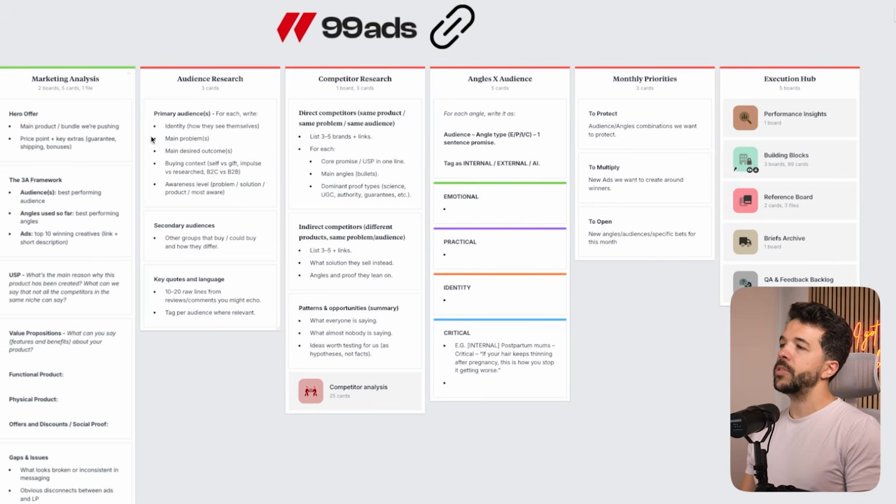As you can see here on the left side, we have the research boards, and it starts with the marketing analysis, which is the one of the brand itself. Then you have the audience research, which is here: primary audience, secondary audience, key quotes and language that this specific audience uses. And then finally, on the 3rd step, you have the competitor research.